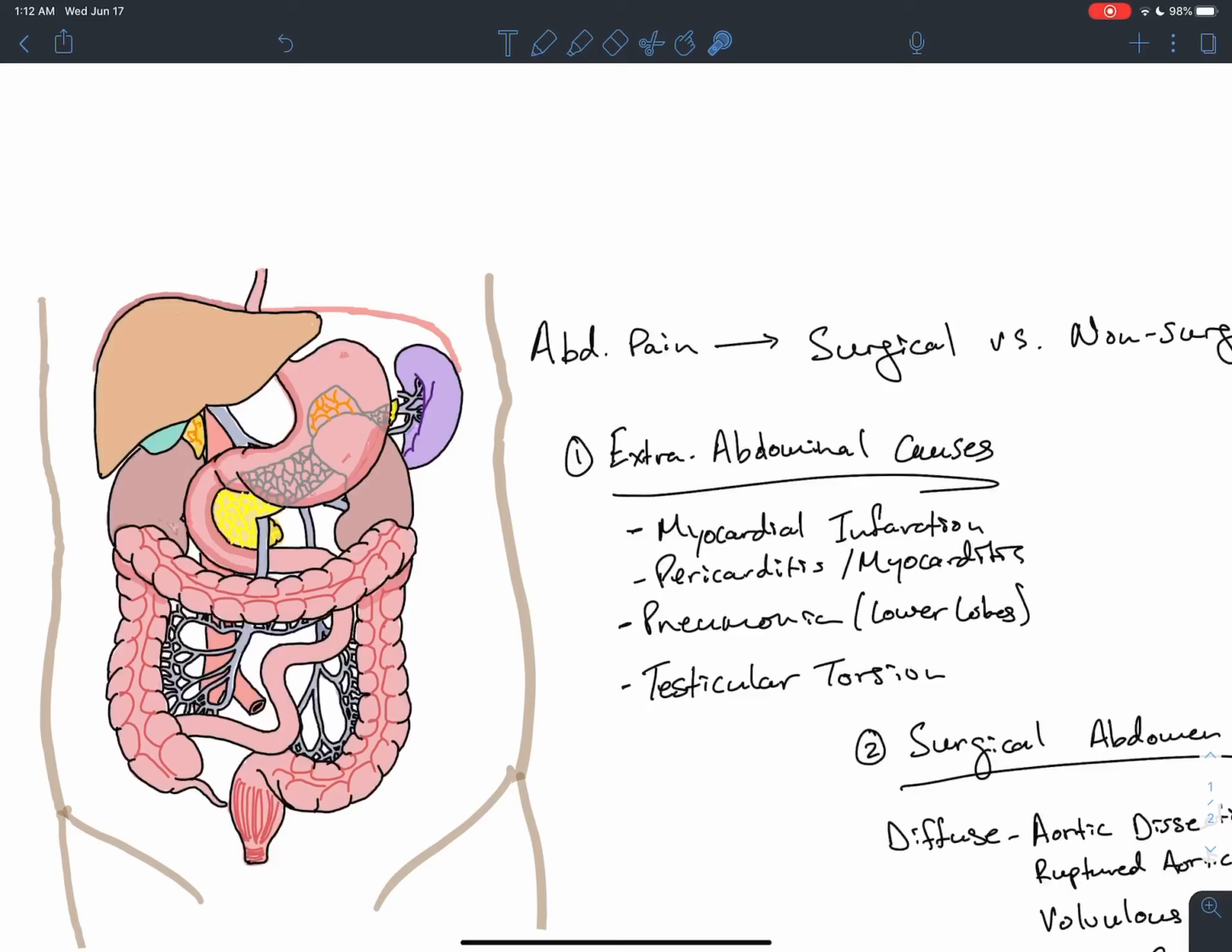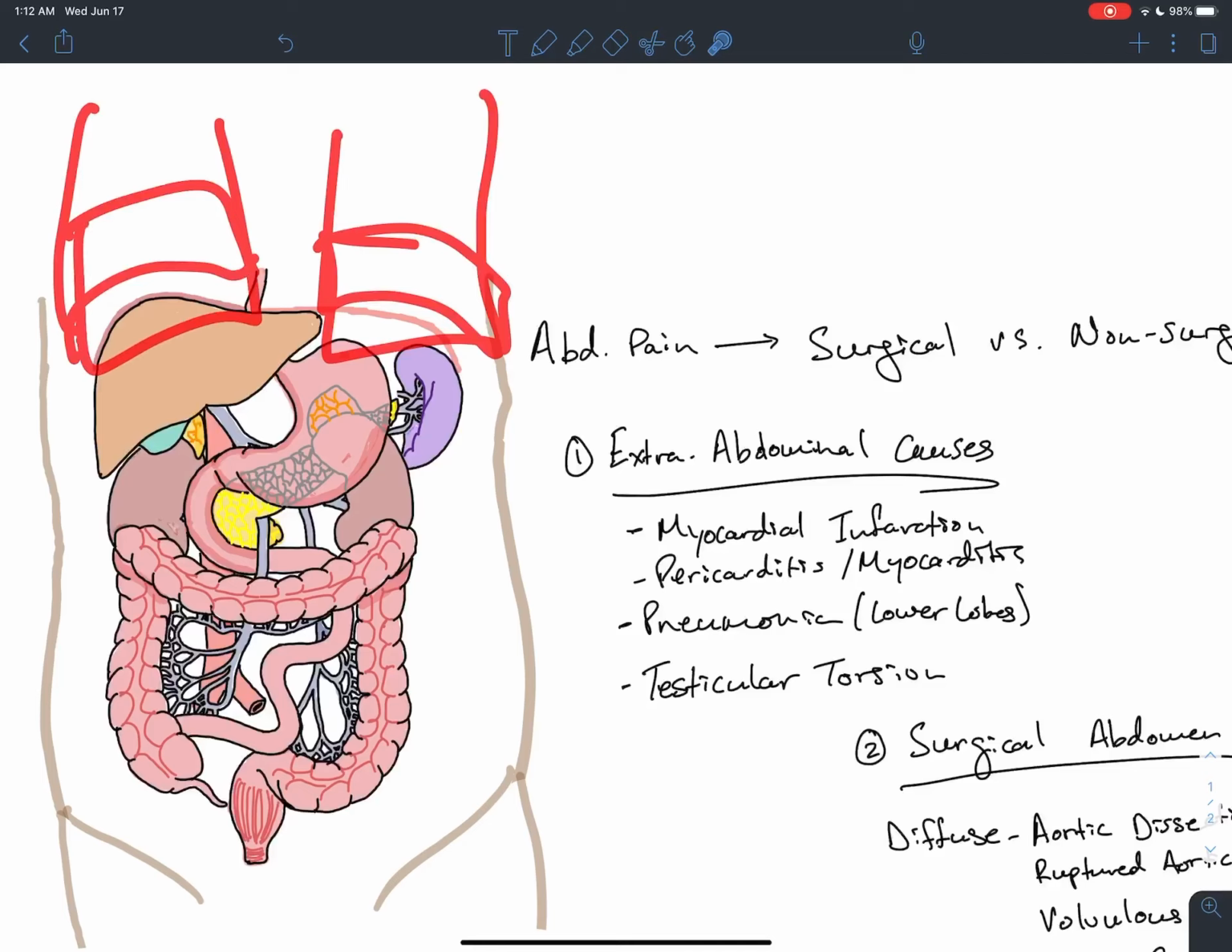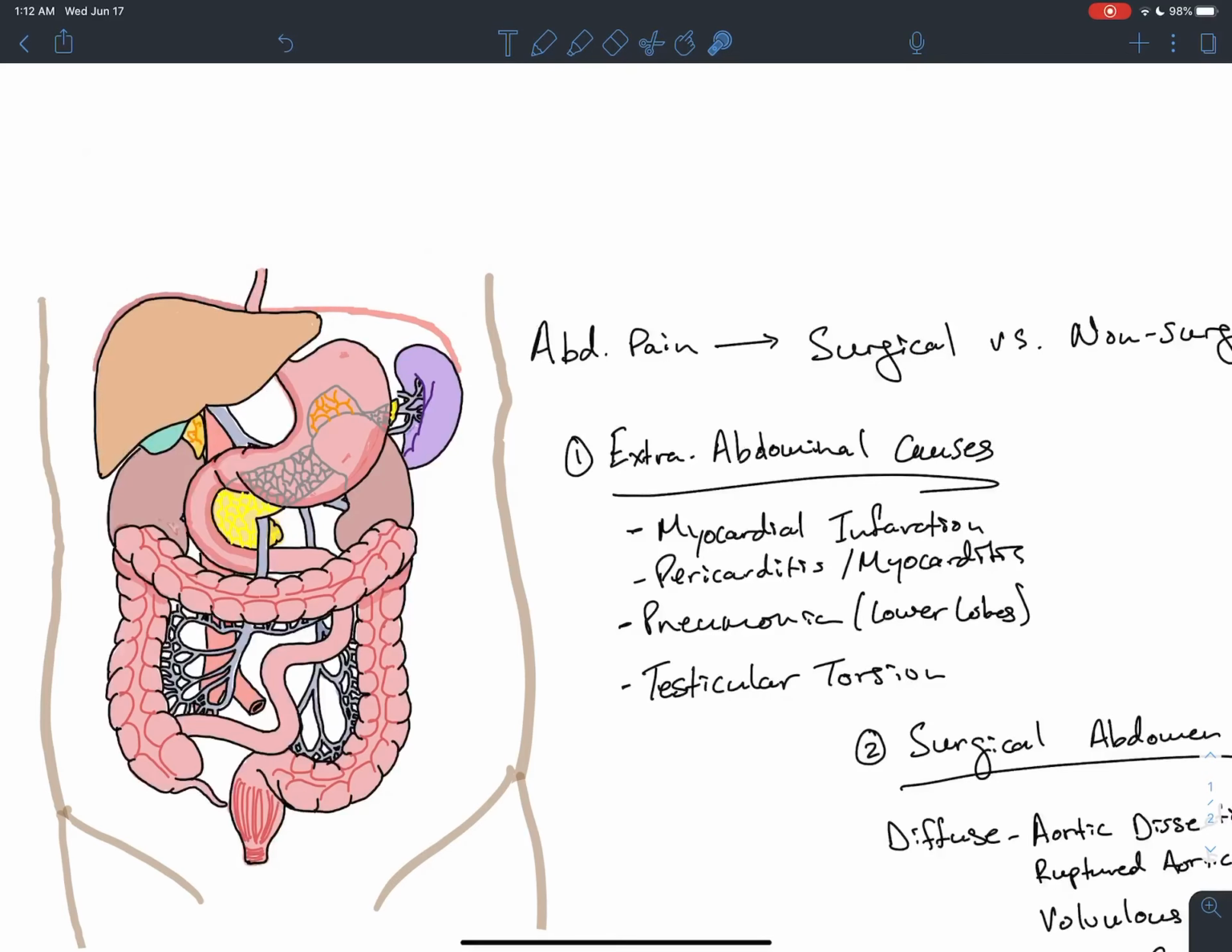Now, pneumonia is interesting because the only real way to get pain from pneumonia is if it's happening in these lower lung fields. So you should think of somebody having abdominal pain because of pneumonia if they're coming in with a cough, shortness of breath, they've been having a fever, they had a recent upper respiratory infection. Pneumonia is only relevant when it's in these lower lobes, and it refers to the upper abdomen. Depending on the side, it's going to be right upper quadrant versus left upper quadrant.